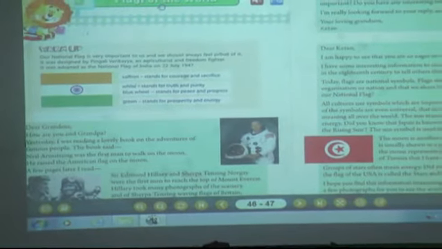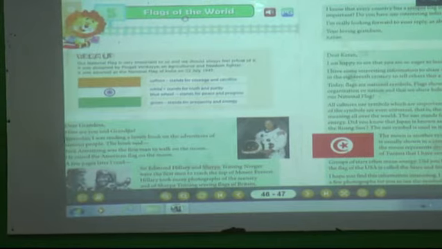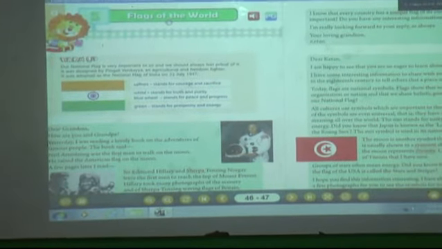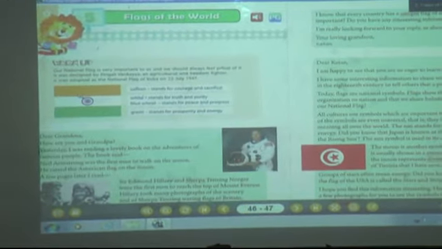Okay students, again I will repeat. Open your canopy book as we are learning English literature. Lesson number 5, Flags of the World. So I have given you information about our flag.